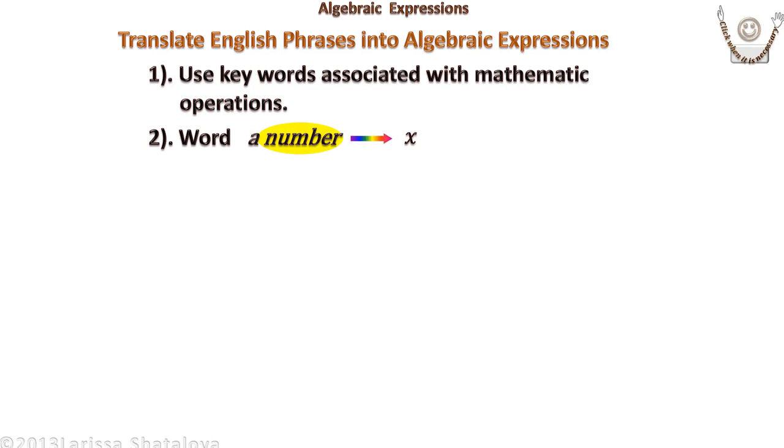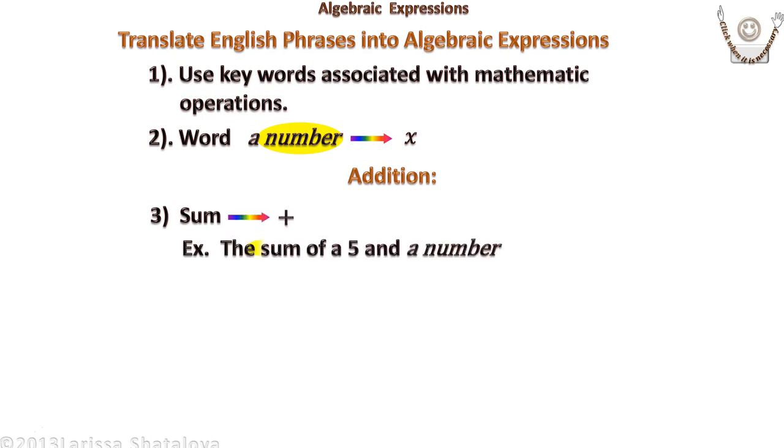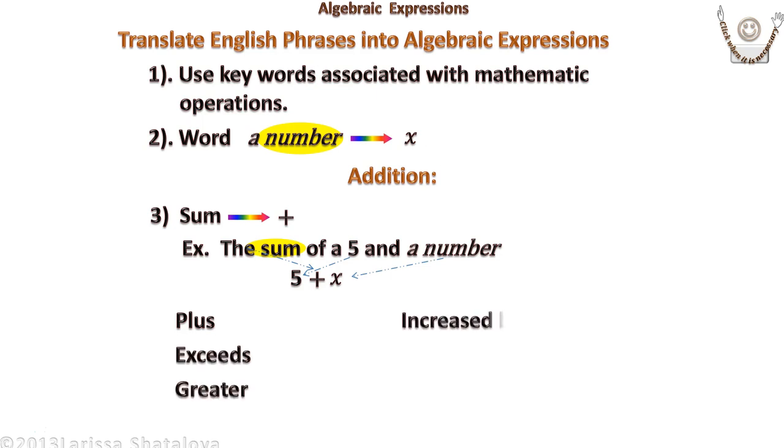Now, for addition, the word sum, and here is an example, the sum of 5 and a number. The sum means that we are adding. We are adding 5 and a number. But practically, in algebra, we will read this as positive 5 and positive 1x. Words: plus, exceeds, greater, increase by, more than, and total of. All of these are for the arithmetic action addition.